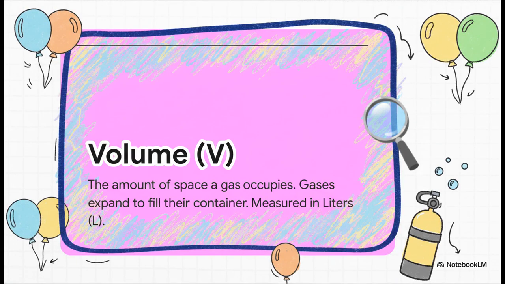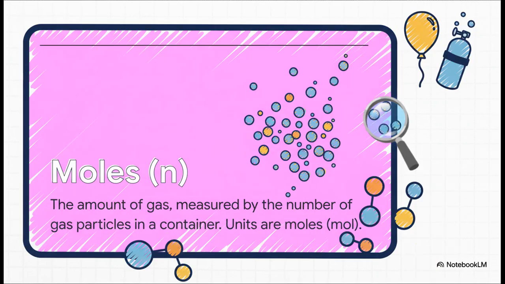Next, we have volume. This one's pretty straightforward. It's just the amount of space the gas is taking up. And here's a cool thing about gases. They're ambitious. They will always expand to fill every single nook and cranny of whatever container they're in. Then we've got the amount of gas, which chemists measure in a unit called moles. Now, don't let the word throw you off. A mole is just a handy way of counting a huge number of particles. So more moles simply means you have more gas stuffed into your container.